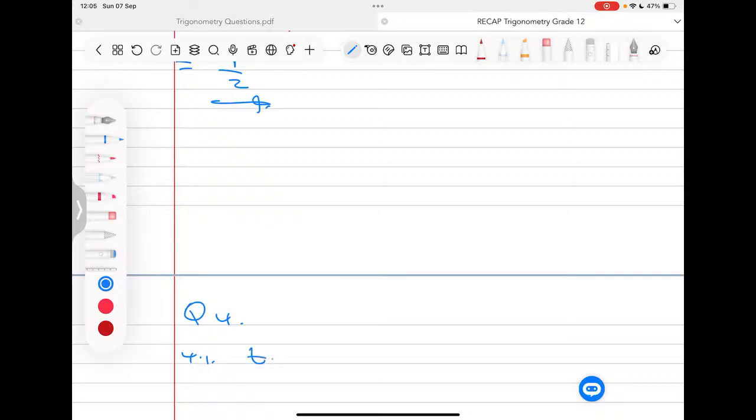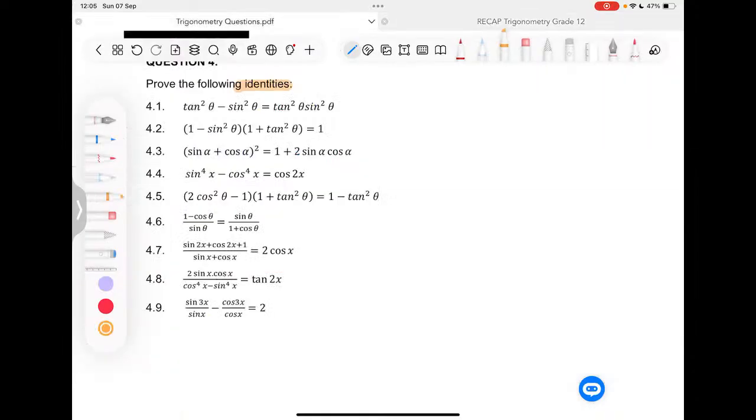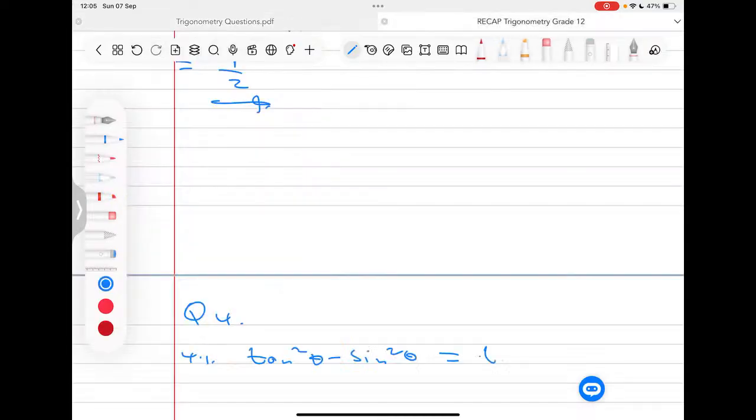We are given here tan squared theta minus sine squared theta, and we are saying this is equal to the product of the square of tan theta and sine squared theta.